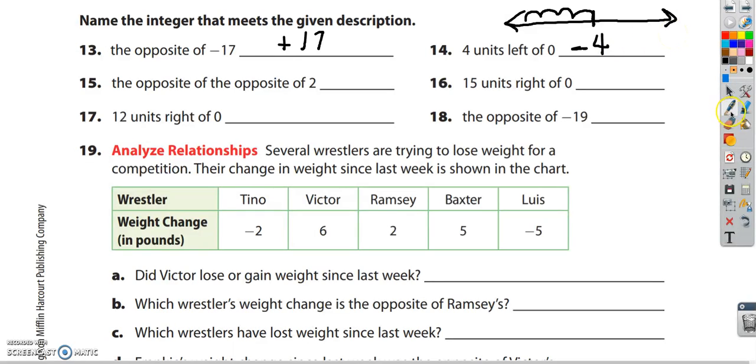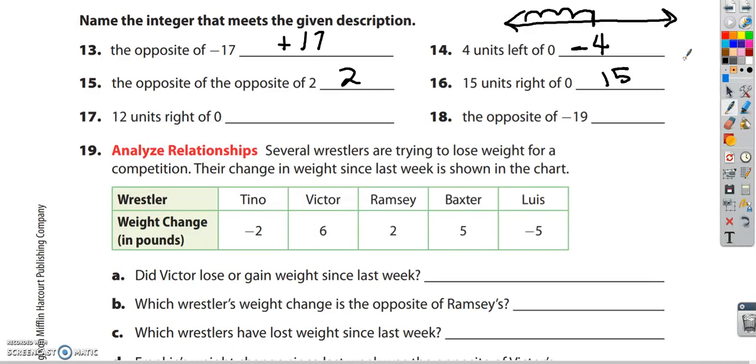Question 15, the opposite of the opposite of 2. Well, if that just said the opposite of 2, the answer would be -2. But then it says the opposite of that, which brings it back to +2. Number 16 is 15 units right of 0. Well, if we move to the right, we're moving in the positive direction, so 15 units to the right of 0 would be +15. And I realize that on number 13 I used the positive sign, and on the rest of them I'm choosing not to. I'm just modeling for you that when you have a positive answer, you can choose whether or not you want to use the positive sign. It's not required.